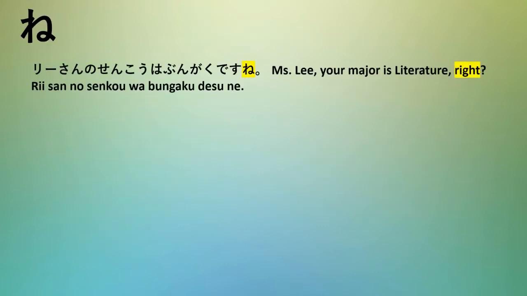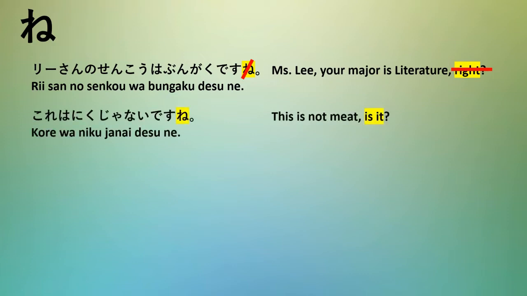For example, Ri-san no senko wa bungaku desu ne. Miss Lee, your major is literature, right? So if we remove ne or right, it will just become a simple description. Miss Lee, your major is literature. There's no emphasis in the sentence. It's just a pure description and it doesn't really make any sense except to describe what her major is.